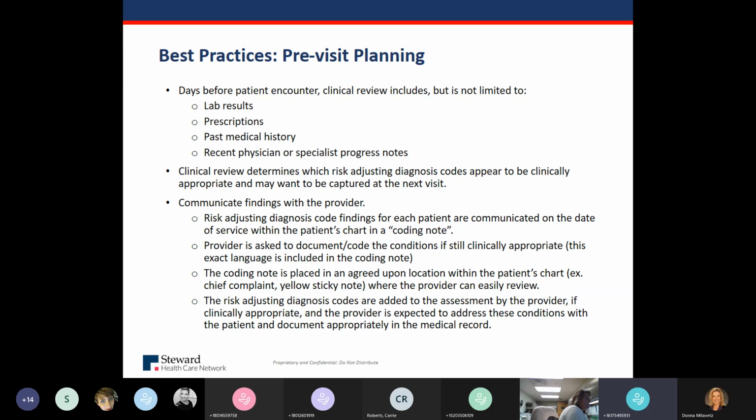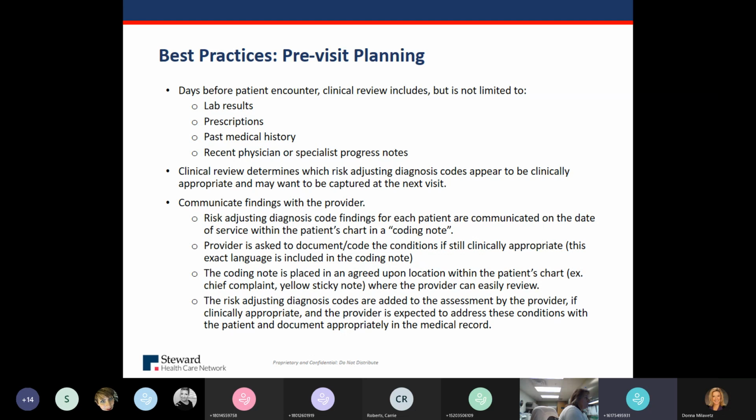So that review, whether it's done by an MA or anyone or the provider, I know some practices may have a performance liaison, some may not, but that information can be done within the practice. We want to communicate those findings with the provider before the provider sees the patient. And there are places we can put that within Athena.